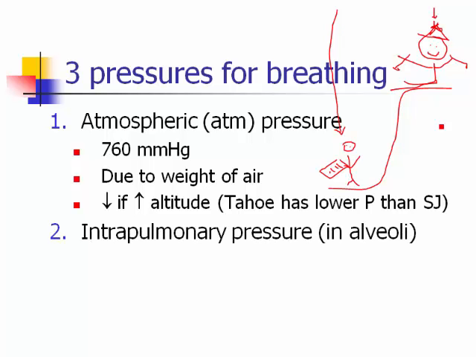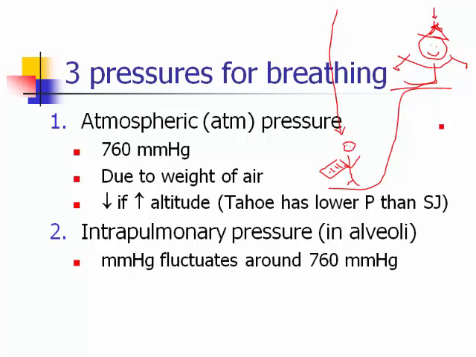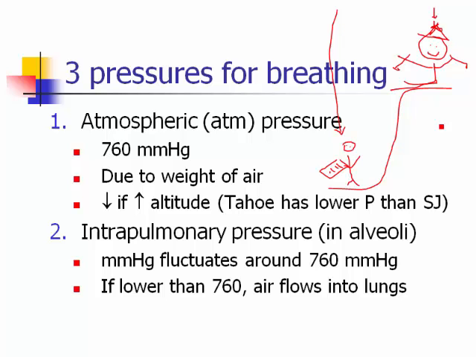Okay, the intrapulmonary pressure in the alveoli, that number fluctuates. So when we breathe, that number goes somewhere around 760. It goes up and goes down and goes up and goes down, all around the atmospheric pressure, which does change, but as you're breathing, it's staying the same unless, of course, you're driving up the hill. And if it's lower than 760, then air flows into the lungs. So think about that. If you have 760 outside, you have 750 inside your lungs, which way would the air go? It would come in, right?